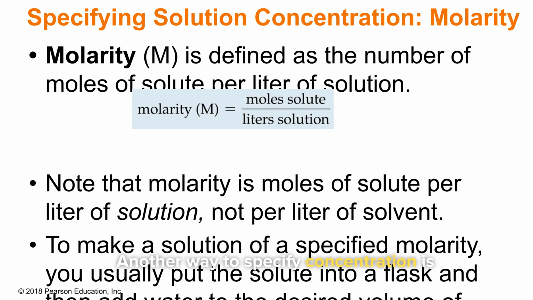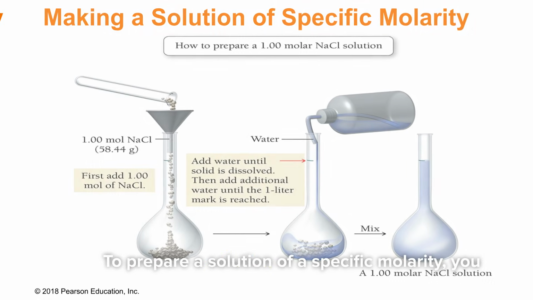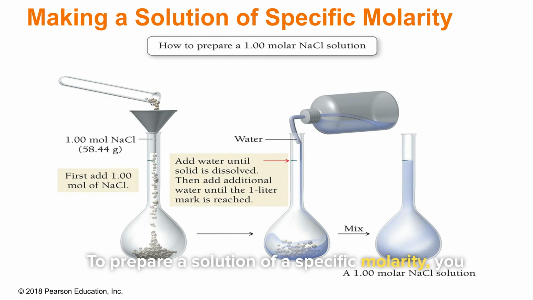Another way to specify concentration is through molarity, denoted by a capital M. Molarity is defined as the number of moles of solute contained in 1 liter of total solution. To prepare a solution of a specific molarity, you measure the solute, add it to a volumetric flask, and carefully add water until the final desired volume of the solution is reached.